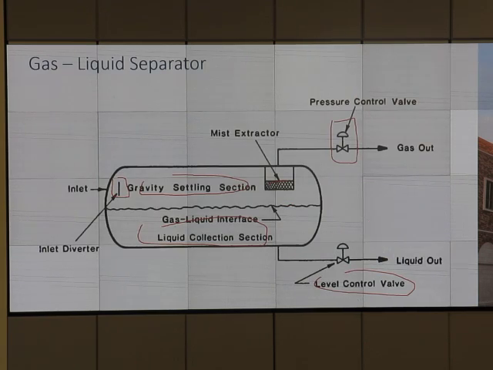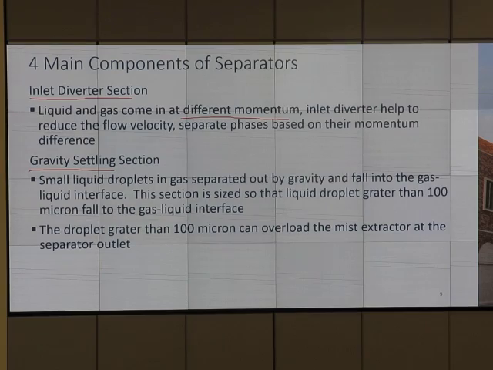Horizontal separator is even worse. If we don't have an inlet diverter, what do you think? It just comes in and shoots as a jet and goes to the mist extractor and floods the mist extractor right away. So we need an inlet diverter, right? Okay. So it's the separation based on their momentum. Very important section, okay? Because the most separation happens over there.